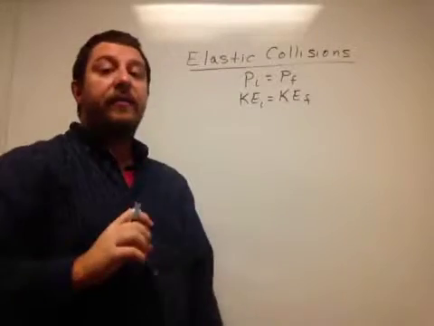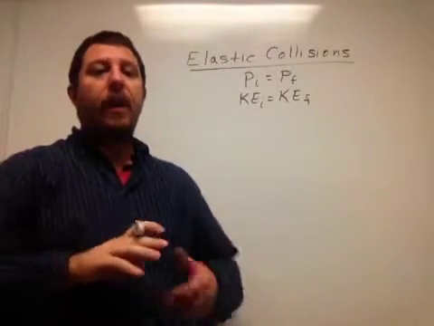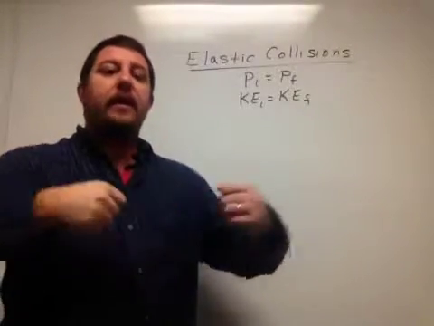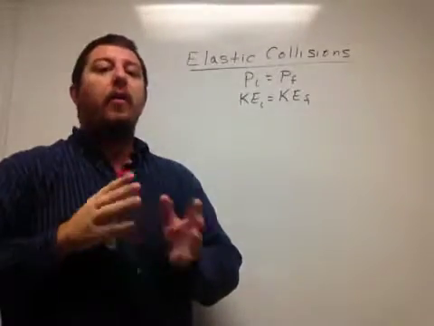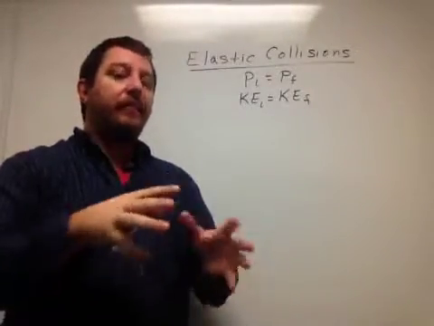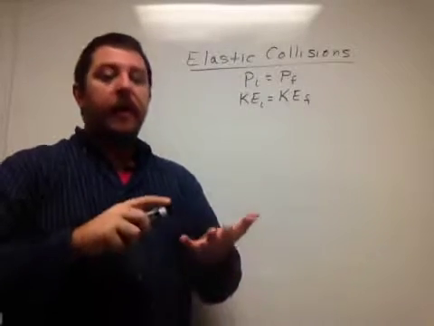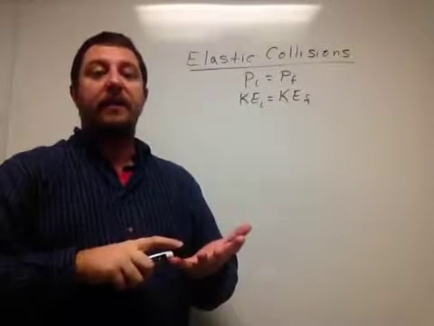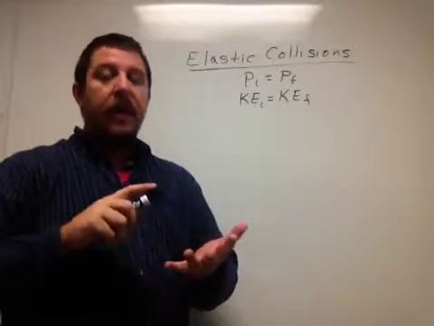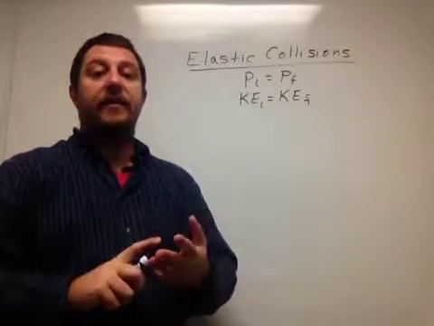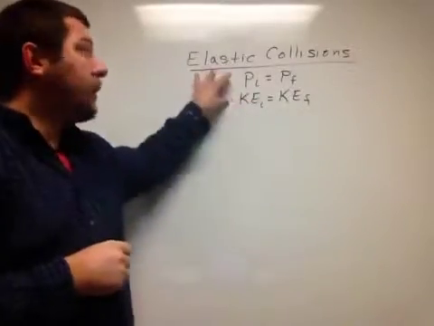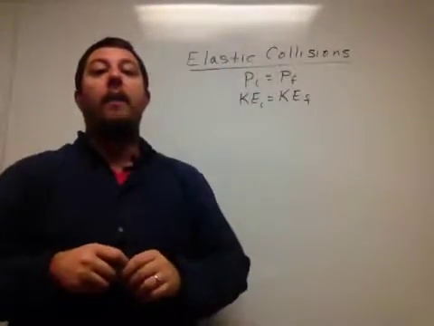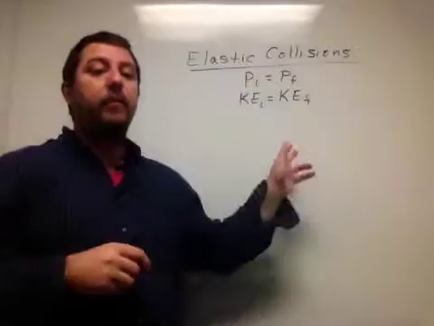Now, because we have two equations, and the fact that typically the objects are going to bounce off of each other, the archetype problem is that what will typically be given is the initial velocities of both objects, and then it's up to us to find the final velocities. So we have two final velocities, and hence we need two equations. And in one dimension, we need both of these equations.